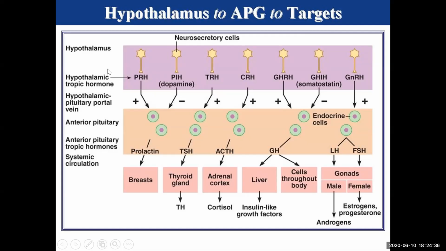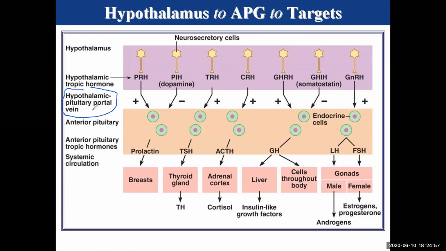And then once these regulatory factors go through the hypophyseal portal system here, your book calls it hypothalamic pituitary portal vein, but that's part of the hypophyseal portal system. So you can say hypophyseal portal system, or you can say hypothalamic pituitary portal system. So these regulatory factors, either releasing hormones or inhibiting hormones, will go and target the anterior pituitary.